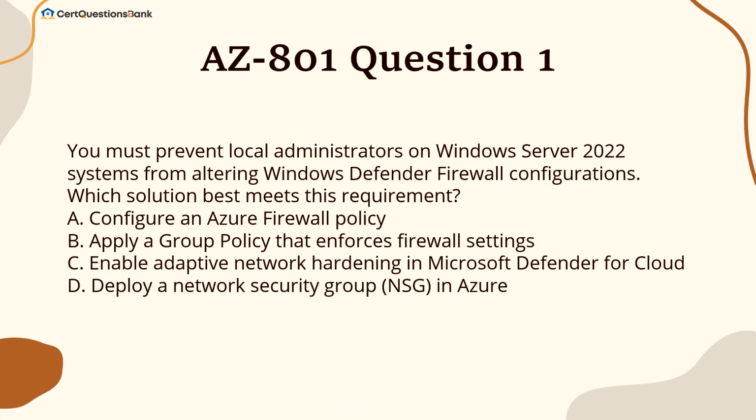You must prevent local administrators on Windows Server 2022 systems from altering Windows Defender firewall configurations. Which solution best meets this requirement? A. Configure an Azure firewall policy. B. Apply a group policy that enforces firewall settings. C. Enable adaptive network hardening in Microsoft Defender for Cloud. D. Deploy a network security group, NSG, in Azure.